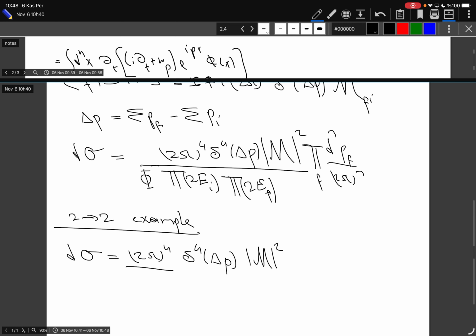squared divided by, let's assume that I'm looking at this scattering cross-section in the rest frame of one of the particles. So then I need to divide by twice the energy of the first particle, the energy of the second particle, which is at rest. The flux will be just the speed of the particles, v. And in the final state, I have two particles.